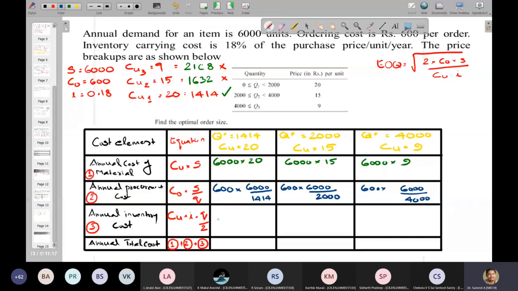Here CU is 20. So 20 into 0.18 into Q star 1414 by 2. Here 15 into 0.18 into 2000 by 2. Here it is 9 into 0.18 into 4000 by 2. Solve it and get me the total cost value.